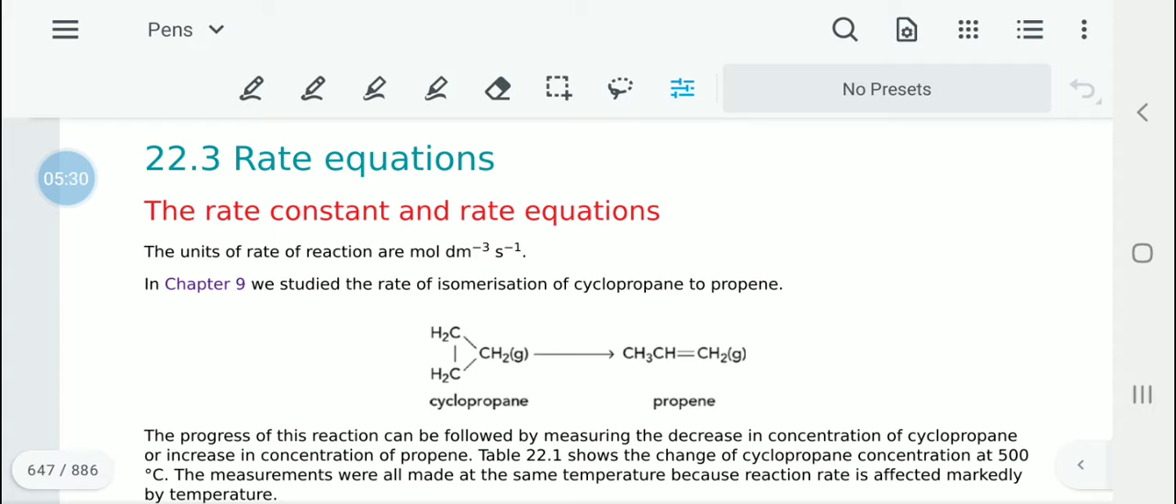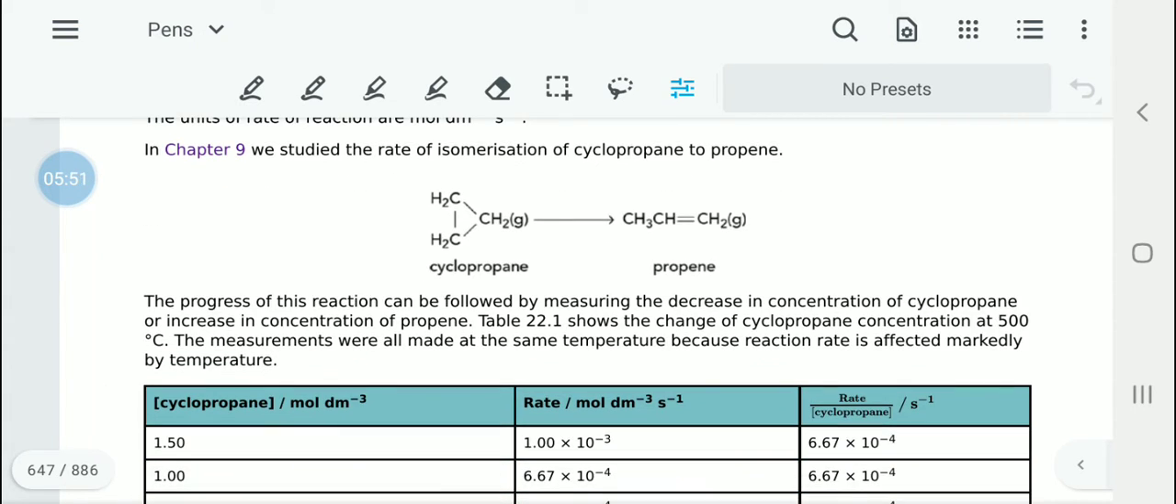The units of rate of reaction would be mole per cubic decimeter per second. Then in chapter 9 you have learned about the isomerization of cyclopropane to propene. So cyclopropane turning into propene is something that you have learned. Then we can follow the progress of this particular reaction by following the decrease in concentration of cyclopropane or the increase in concentration of propene.